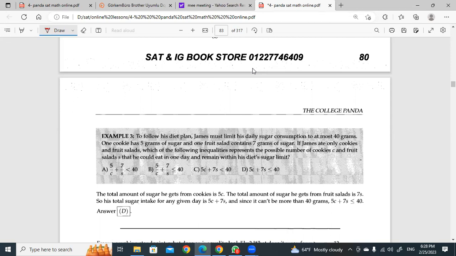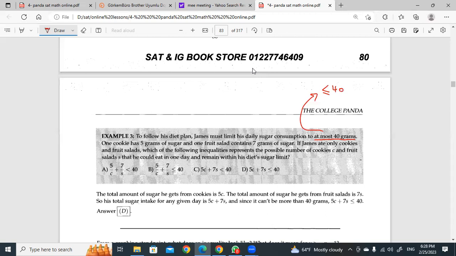plan, James must limit his daily sugar consumption to at most 40 grams. What is the meaning of at most? The maximum. Yes, can he exceed this 40? No. Exactly. So at most means in algebra, it's less than or equal to 40.